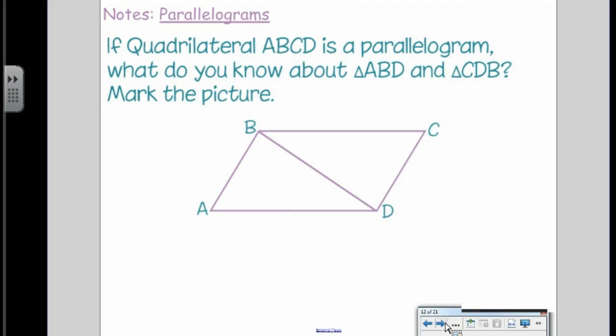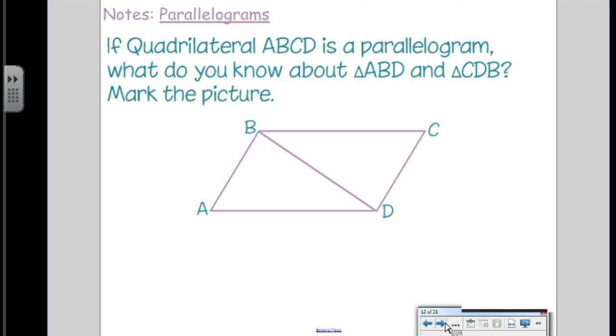So, if quadrilateral ABCD is a parallelogram, what do you know about triangle ABD and triangle CDB? Mark your picture. I'm going to give you a minute to sketch this picture down and just mark everything you can about those two triangles. Maybe try to prove them guilty of being congruent and find out why they're congruent. Side, angle, side, angle, side. Mark your picture. I'll give you a minute.